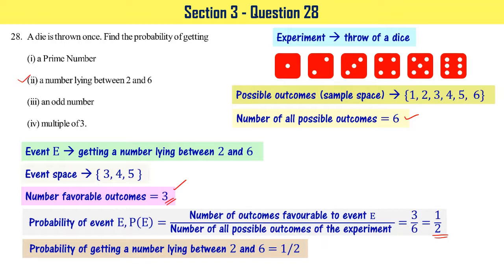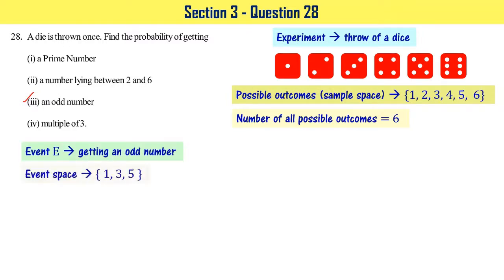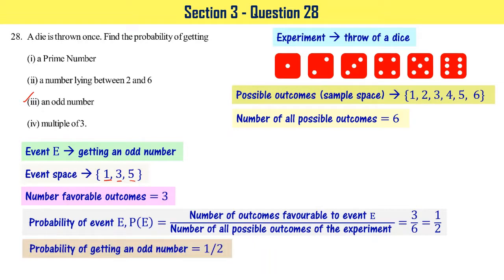Let's go to the third part, that is an odd number. Probability of getting an odd number. As you see here, the event space is going to have elements 1, 3, and 5, right? Because 2, 4, and 6 are even numbers. So the number of favorable outcomes for this particular event is 3. It means the probability is going to be 3 by 6, that is equal to half, right? Let me write that. Probability of getting an odd number is half.